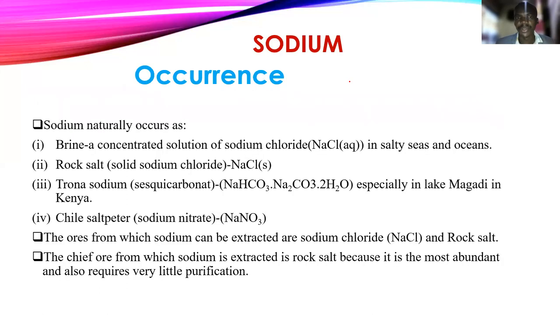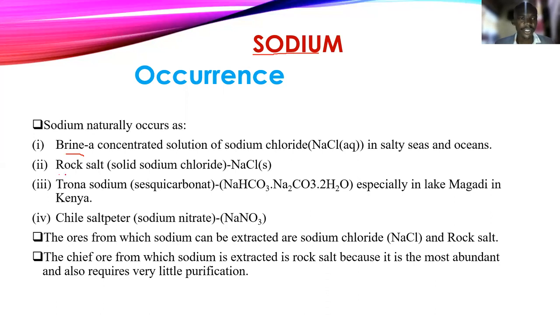Will be able to know that. So let's begin with sodium. How does sodium occur? Sodium occurs naturally. It can occur as brine. Brine is just concentrated sodium chloride, which can be gotten in salty seas or oceans.